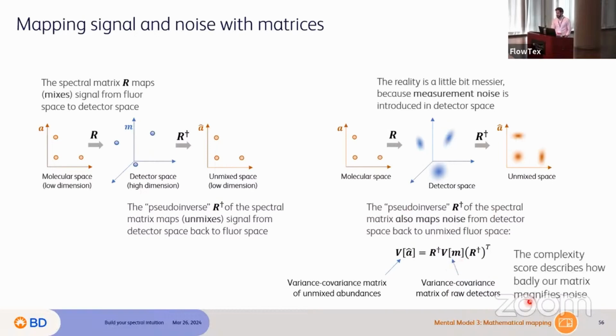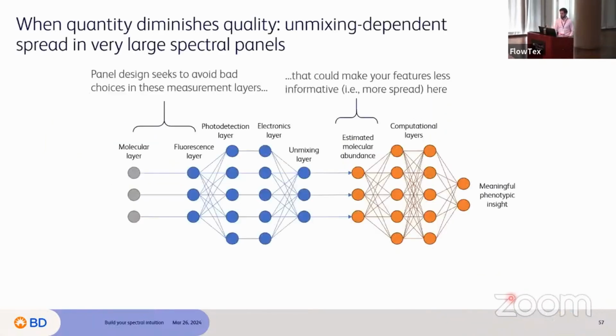I'm not going to talk about it, except to mention that the complexity score that Karen mentioned in her talk, and that you'll see on all of these spectral panel design websites, it's a mathematical thing. It's called the condition number of the spectral matrix. You can look that up on Wikipedia if you're interested. It just describes how badly that matrix is going to amplify noise that came in from your measurement in your final unmixed result. So a higher number means you're getting more amplification of noise in your unmixed data.